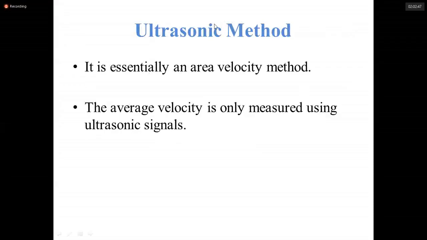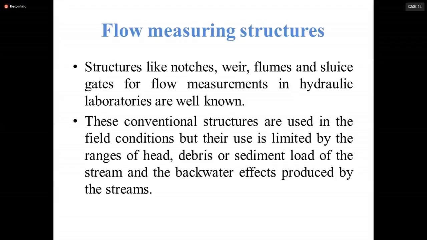The next method is the ultrasonic method. It's essentially an area velocity method, but the average velocity is measured using an ultrasonic signal. In the area velocity method, we use a current meter to measure the velocity, but in the ultrasonic method, they use ultrasonic signals to measure the velocity. And then in the indirect method, there are flow measuring structures and the slope area method.